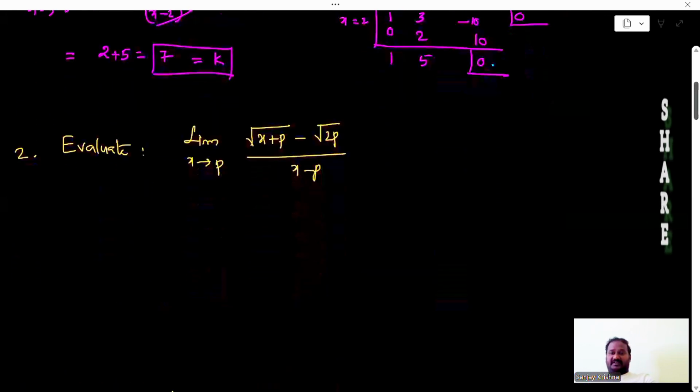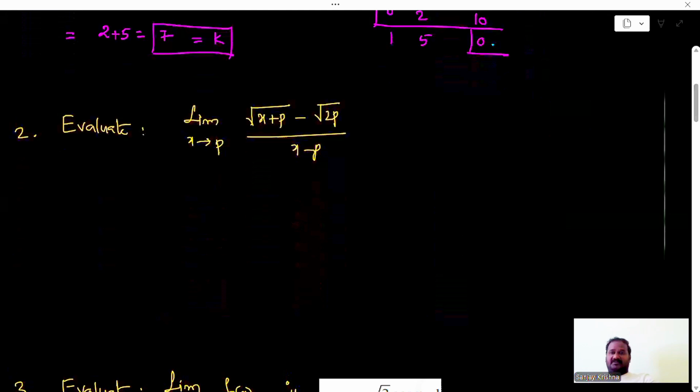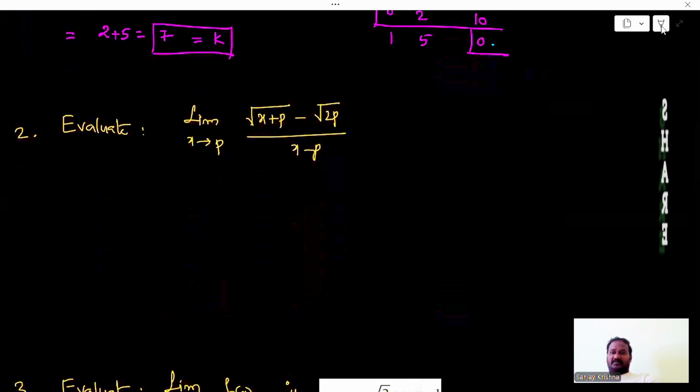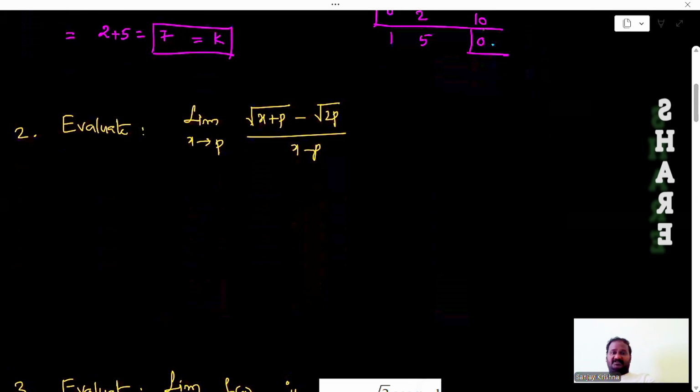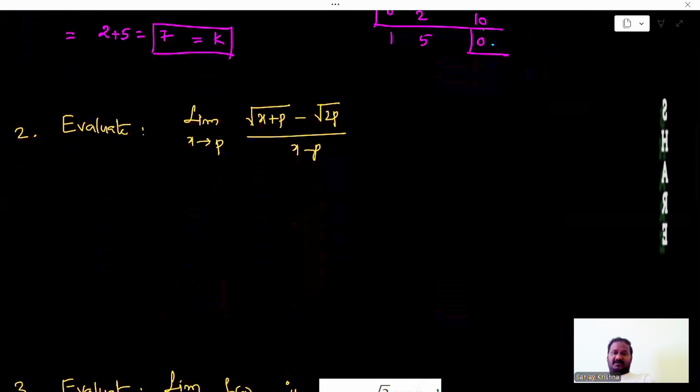And coming to the next problem. See what is the next problem given here. Once observe this. This is limit x tends to p, root x plus p minus root 2p divided by x minus p. Again substitute x equal to p here. p plus p is equal to 2p, that is root 2p minus root 2p gets cancelled, will be 0, divided by p minus p equal to 0, which is an indeterminate form.